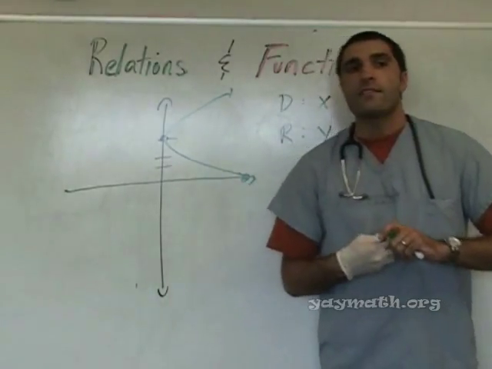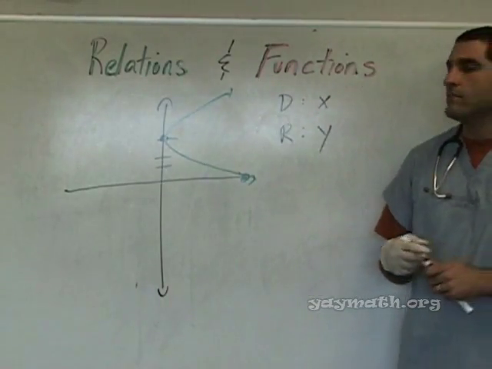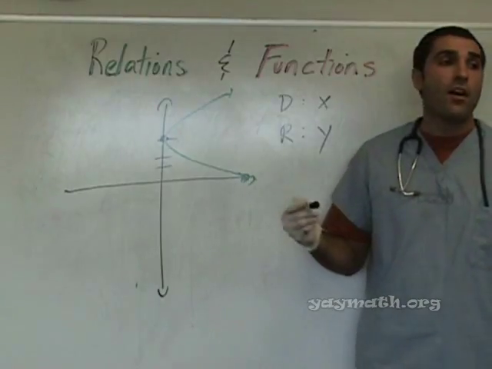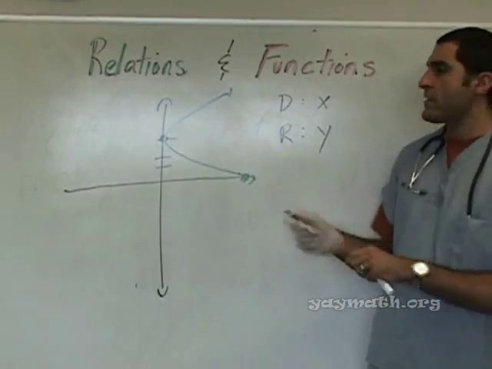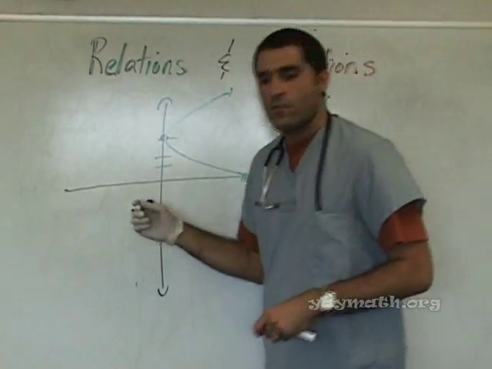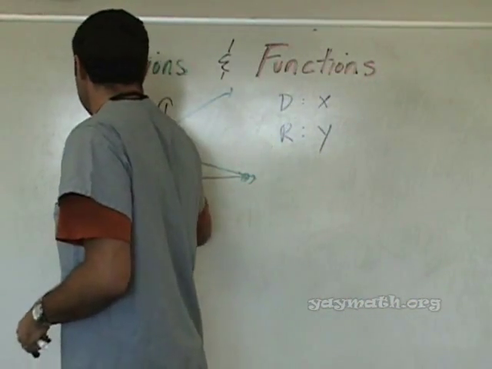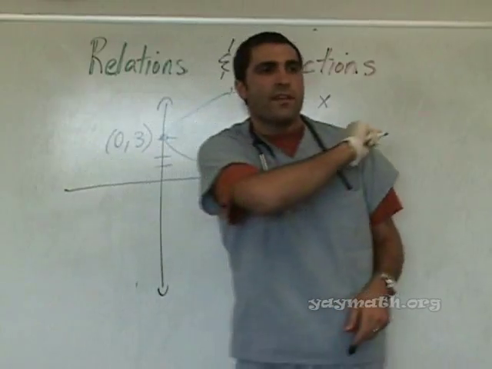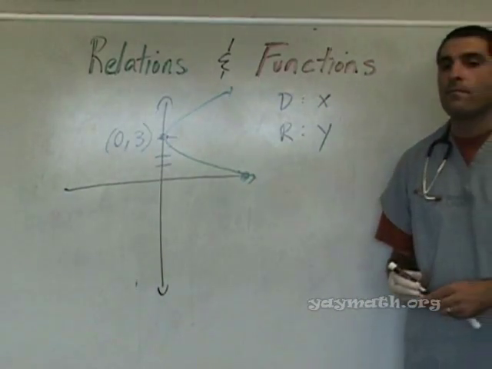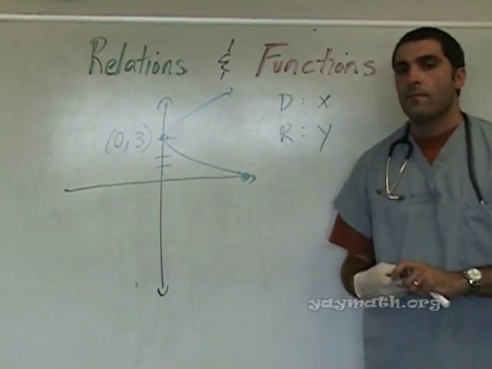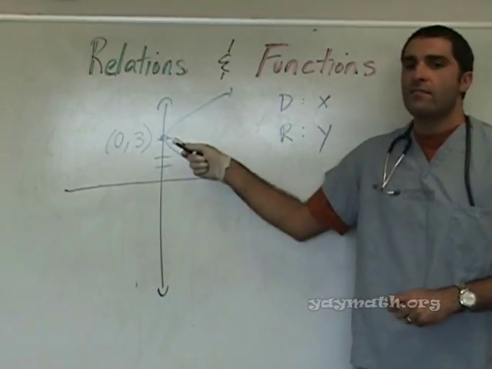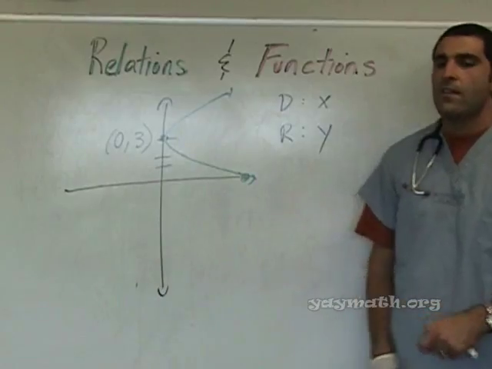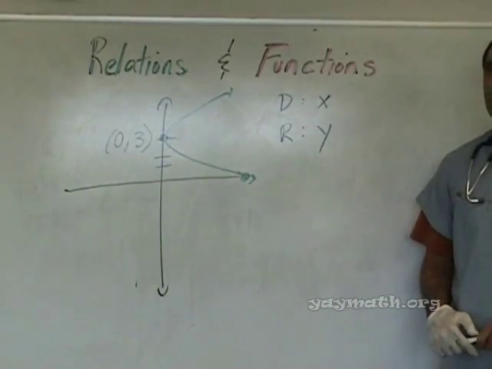Now, let's start with 0 for x. Where is x 0, if at all? Right here. What's this point? 0, 3. That doesn't hit, that hits the y-axis, but this point is when x is 0. Right. So x can be 0 if it wanted to.